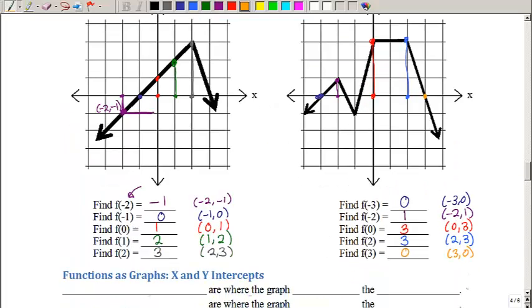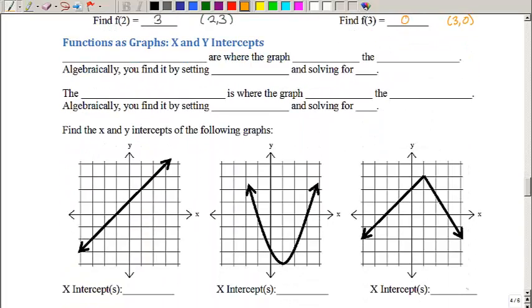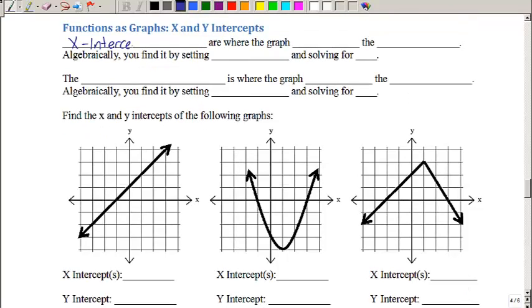Next, we'd like to look at functions as graphs using x and y intercepts. X-intercepts are where the graph crosses the x-axis. Algebraically, you find x-intercepts by setting y equal to 0 and solving for x. The y-intercept is where the graph crosses the y-axis. Algebraically, we would find that by setting x equal to 0 and solving for y.